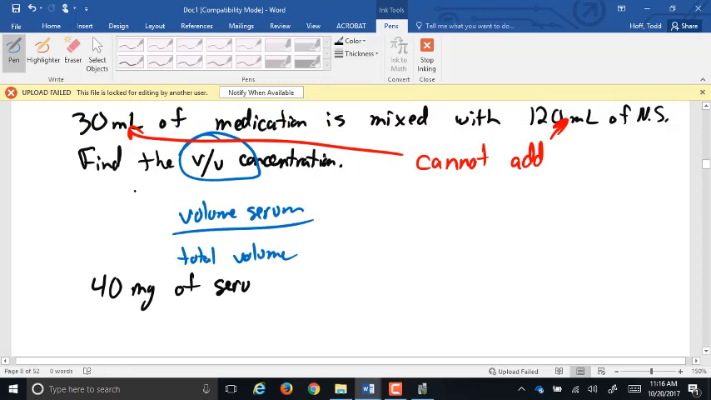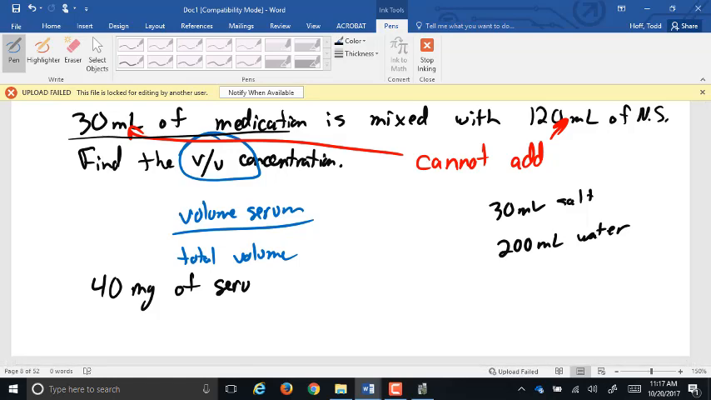Because when you're dealing with solutions, sometimes they don't add up, especially if the medication isn't specified whether it's liquid or powder. You can put 30 milliliters of salt into 200 milliliters of water, and you will not get 230 milliliters because the salt kind of hides between the particles of water.